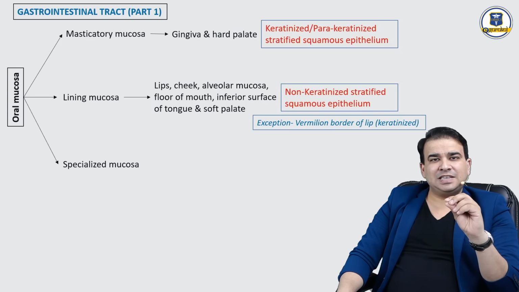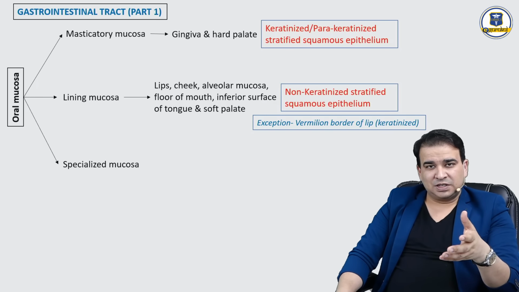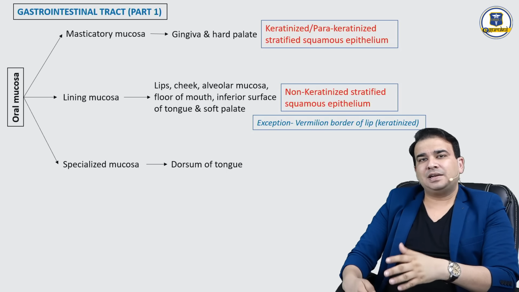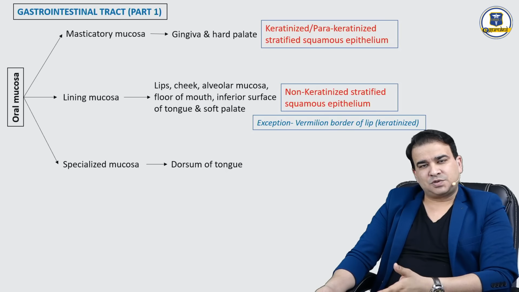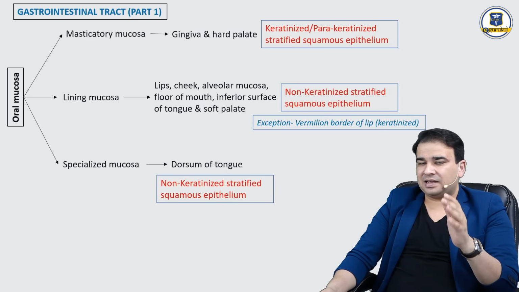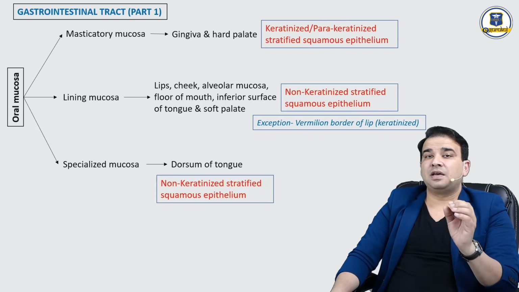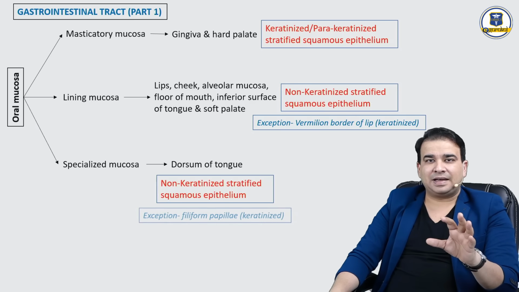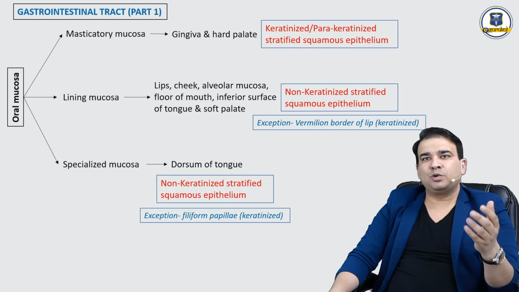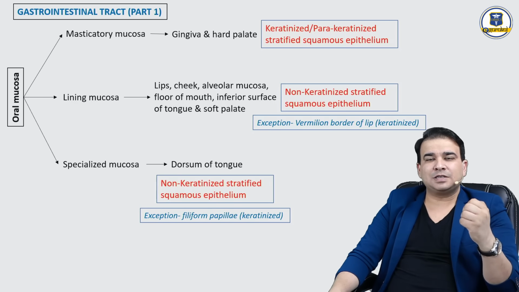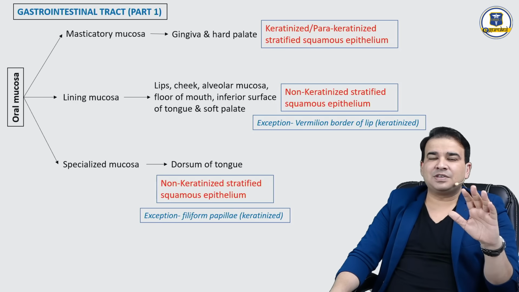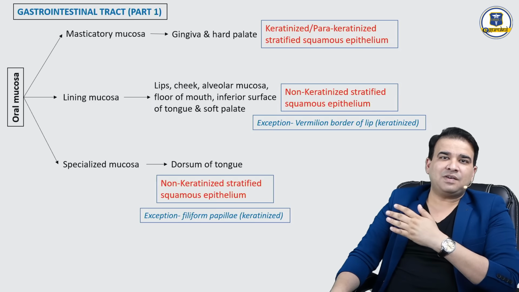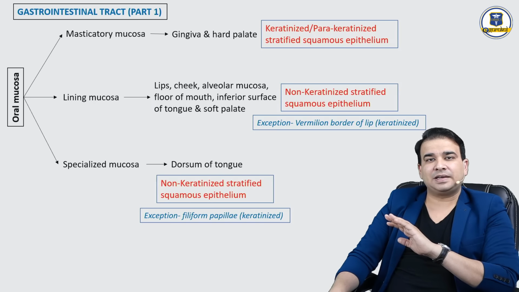And when you say specialized mucosa, obviously we are talking about the dorsum of the tongue. The dorsum of the tongue is having, again, stratified squamous epithelium, and it's non-keratinized, with again an exception there, and that exception is filiform papillae. In case of filiform papillae, the epithelium is keratinized. So this is about the oral mucosa, the masticatory, the lining mucosa, and the specialized mucosa. All of them are having stratified squamous epithelium, but you got to remember what the exceptions are, where we have keratinized and where it is non-keratinized.